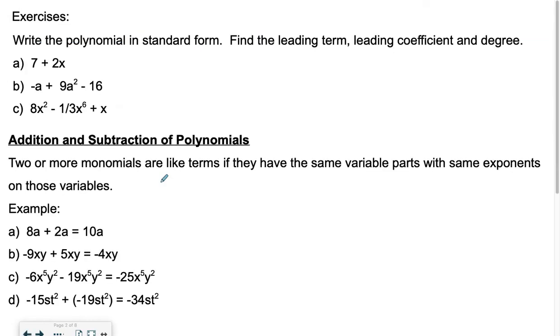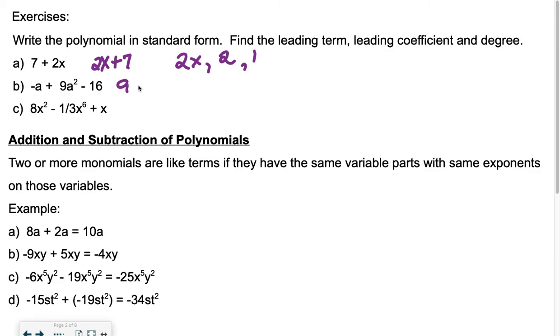Write the polynomial in standard form. Find the leading term, leading coefficient, and degree. So in standard form, 2x plus 7. The leading term is 2x. The leading coefficient is 2. And the degree is 1.